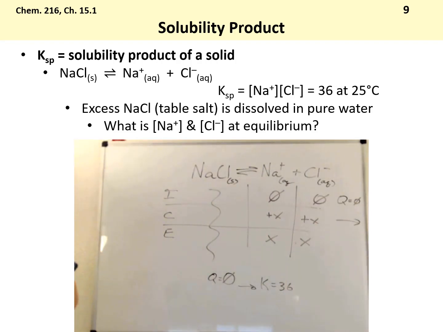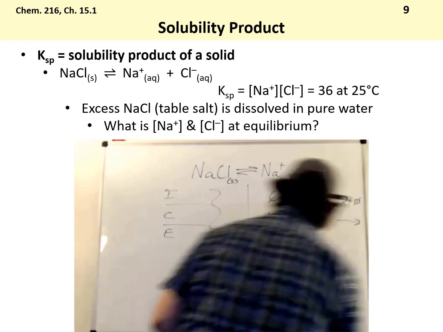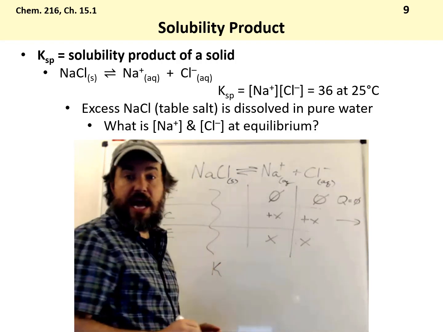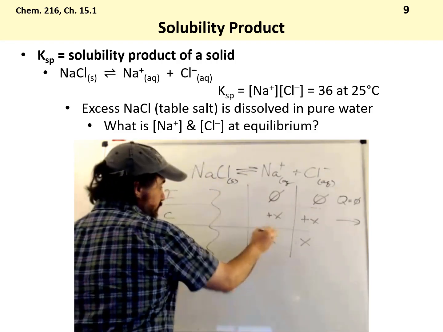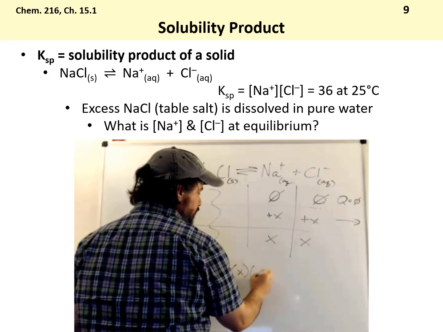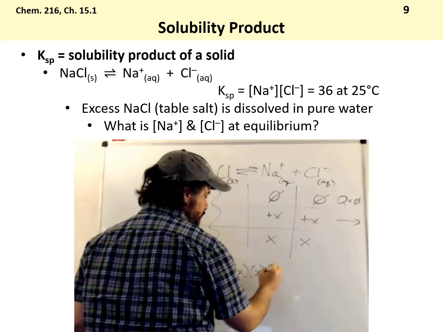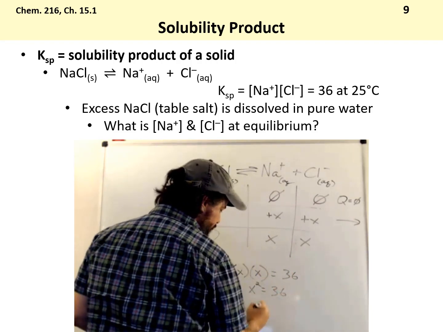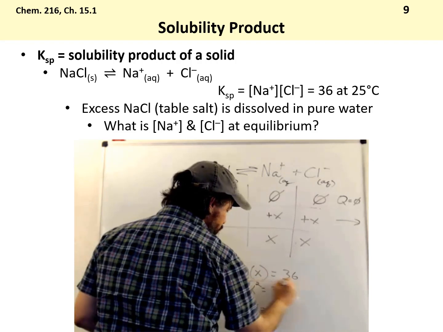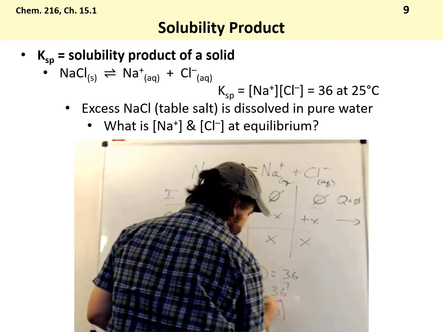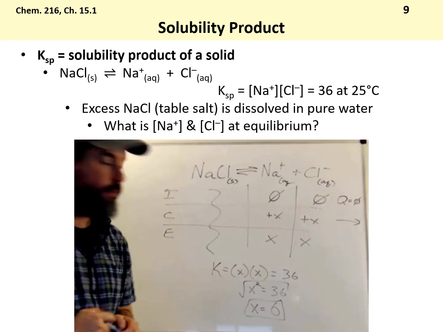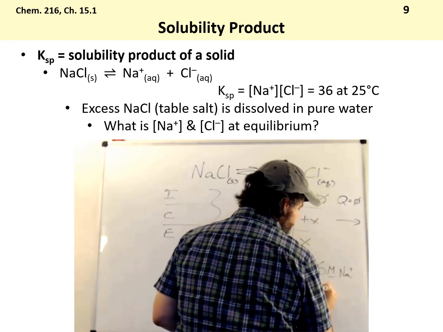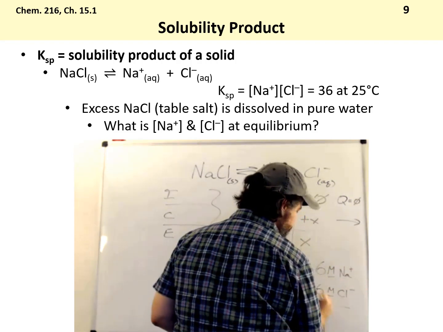Now, what this means is if I want to use my value for K, remember K is the concentration of Na+, that's X, times the concentration of Cl-, that's also X, and that equals 36. So X squared equals 36. X equals the square root of 36, or just 6. That means at equilibrium, we're going to end up with 6 molar Na+ and 6 molar Cl-.